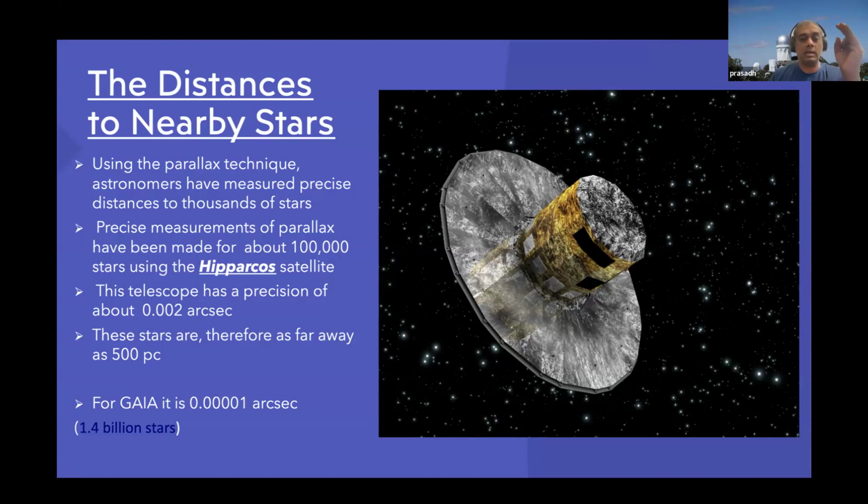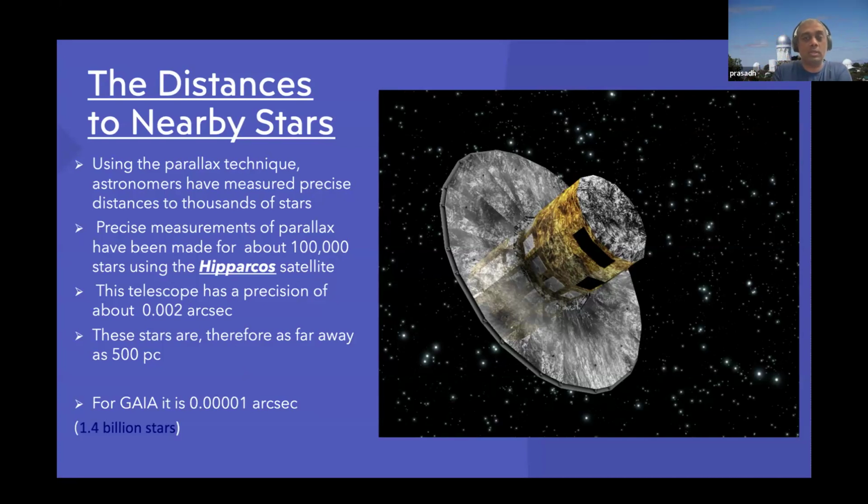You can see that the basic idea is very simple, but they still used this idea to measure the parallax angle. This particular satellite, Hipparcos, measured the parallax angles of around 100,000 nearby stars. But this instrument has a precision of 0.002 arc second. So that means if the parallax angle gets smaller than that, this instrument cannot measure it.